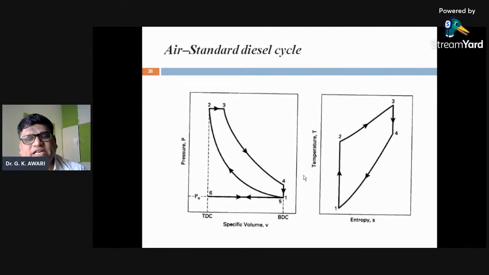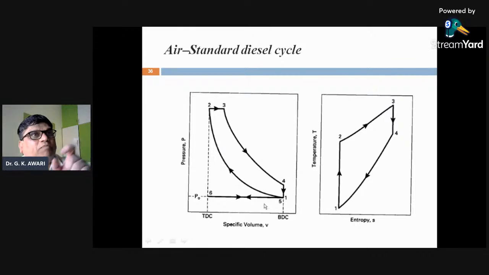Now, the diesel air standard cycle. Again, in the reciprocating engine, the clearance volume will be there, so you can see that some space is left in the pressure-volume diagram as well as the temperature-entropy diagram. Now, in the pressure-volume diagram, the process 6 to 1 is basically the suction process. In this suction process, only air is sucked inside the cylinder.